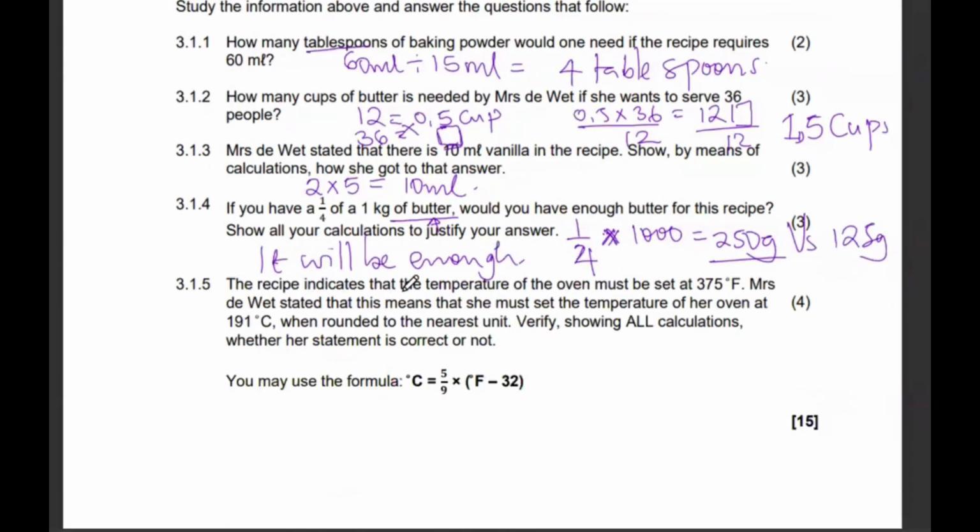All right. The recipe indicates that the temperature of the oven must be set to 375 degrees Fahrenheit. Mrs. DeVette stated that this means she must set the temperature of her oven to 191 degrees when rounded off to the nearest unit. Verify, showing all calculations, whether the statement is correct. What are we verifying? We want to find out if we change this to degrees Celsius, do we get 191? So we need to put it in the formula. First and foremost, please fill in the formula. Where you see F, you put this number here, 375 minus 32. All right, 5 divided by 9 into brackets, 375 minus 32.